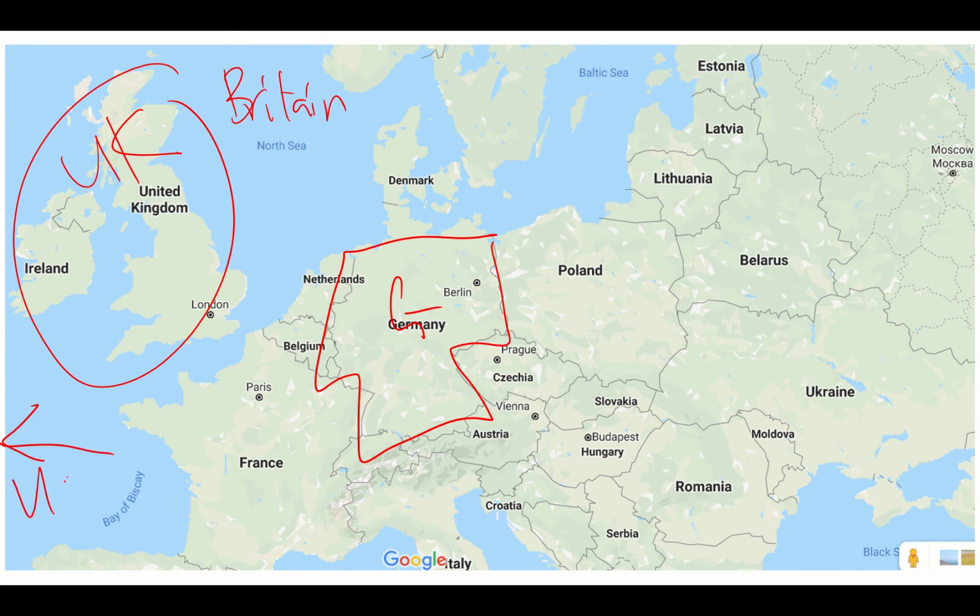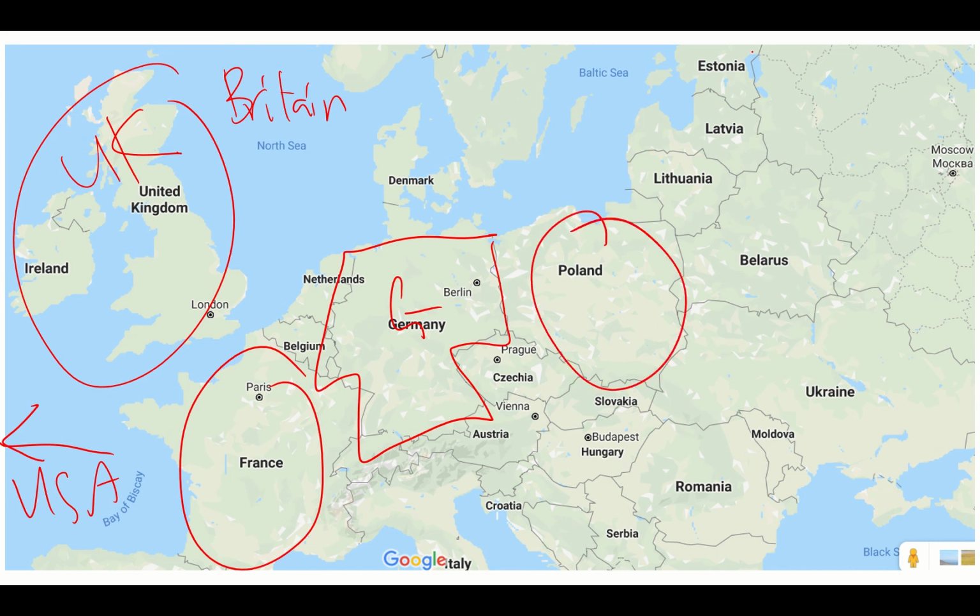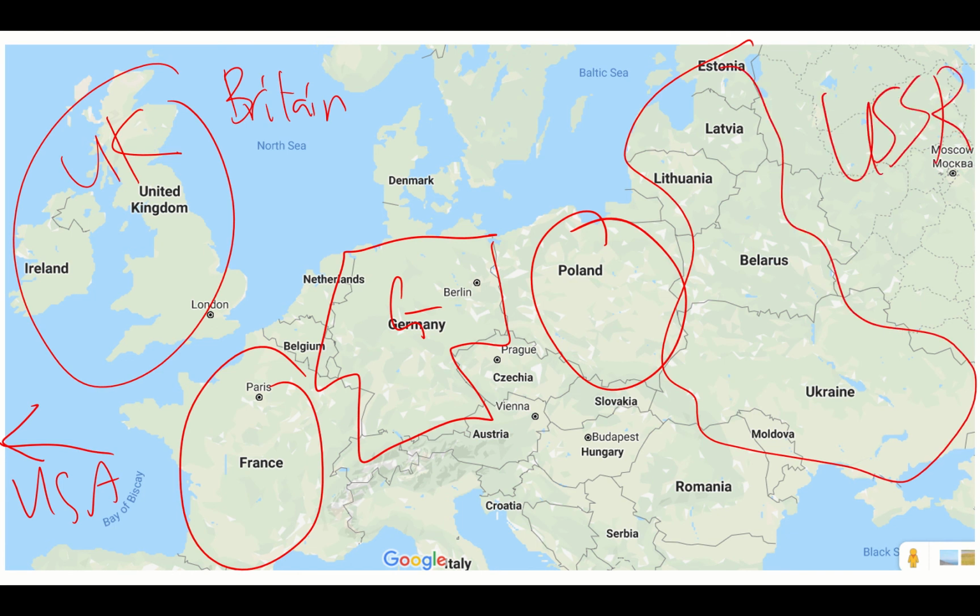The USA is to the west, across the Atlantic Ocean. Obviously, we have France, Poland, okay, all these are what we call the Baltic states, whereas this is the USSR. Let me just remind you that these are the Soviet satellite states, and they fall under Soviet control. Soviet meaning the USSR. So these are the main actors that we are talking about.